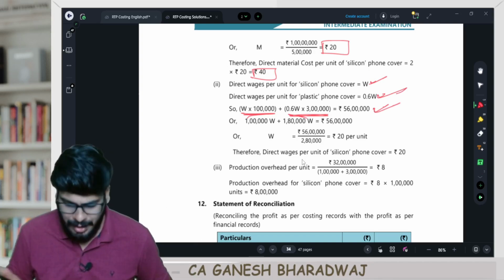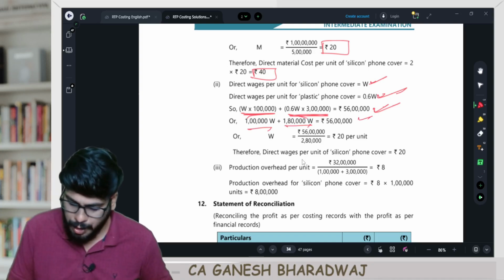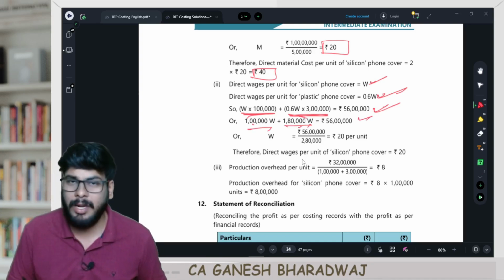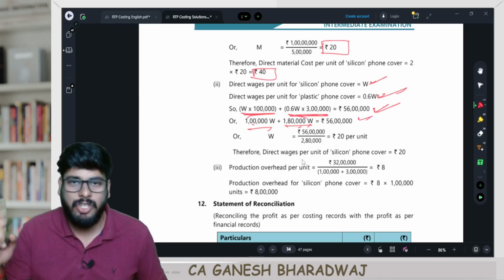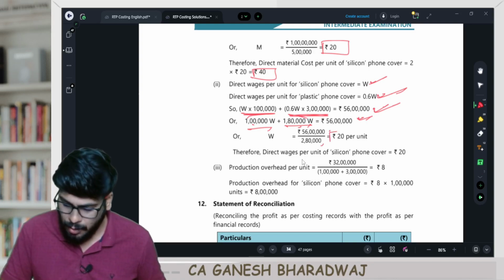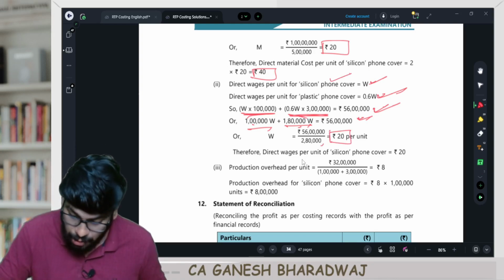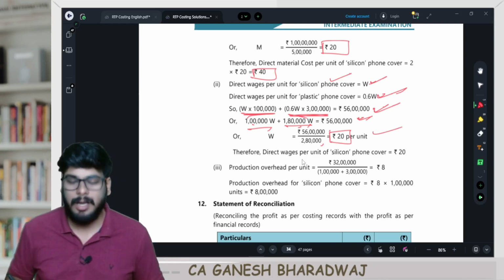So 1 lakh W plus 1,80,000 W is going to be 56 lakh. 1 lakh plus 1,80,000 is 2,80,000. So W is going to be 56 lakh divided by 2,80,000. Once again, the wage cost per unit of silicon phone cover is going to be 20. Are you clear with this?